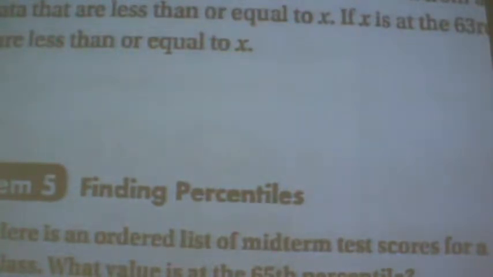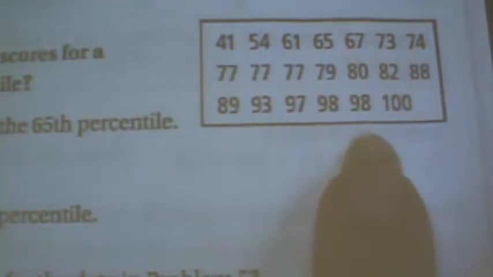Okay, percentile is a number that ranges from 0 to 100, and you use it to figure out how many numbers are less than or equal to that number. It's just a little confusing, so the best way to look at this is to look at an example. These are midterm scores. There are 20 scores here, and they're arranged least to greatest.